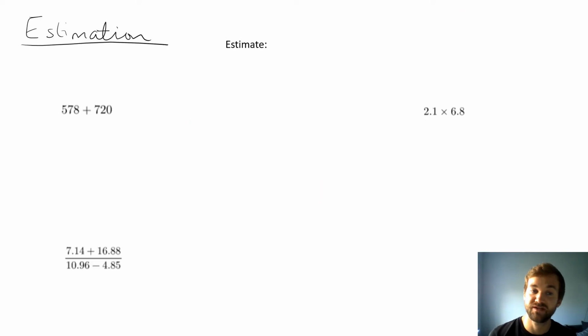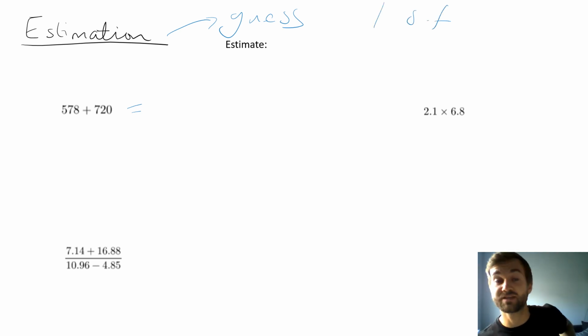Estimation. Remember, estimation in the real world is just like a bit of a guess. It's a good guess, though. It's an educated guess. So what we do is we round all the numbers that we've got to a suitable degree of accuracy. So for the first one, let's round them all to the nearest 100. Usually we round to one significant figure, which in this case is to the nearest 100. But sometimes we do it more cleverly than that. But let's keep it to one significant figure for now.